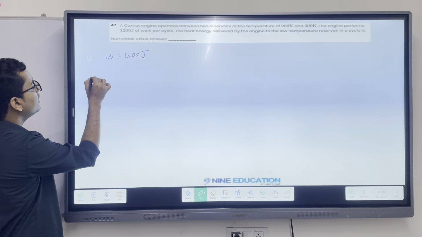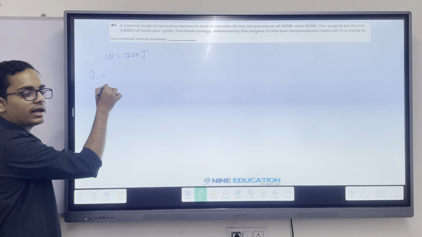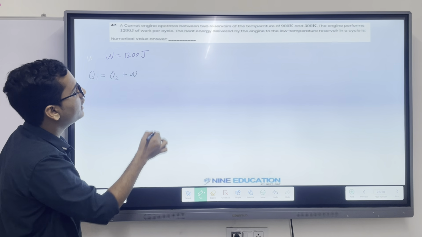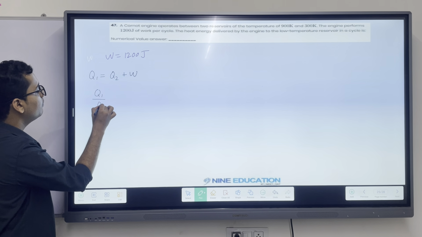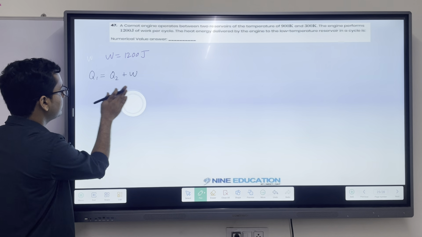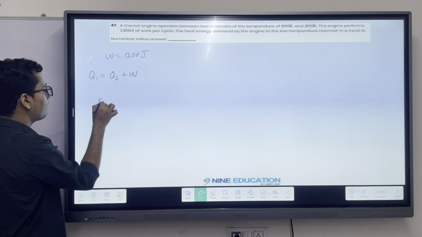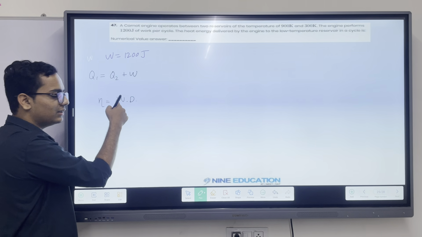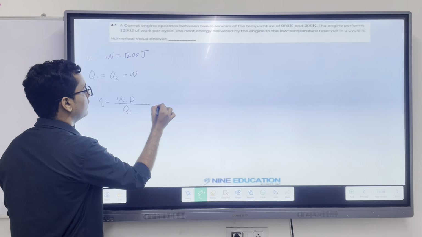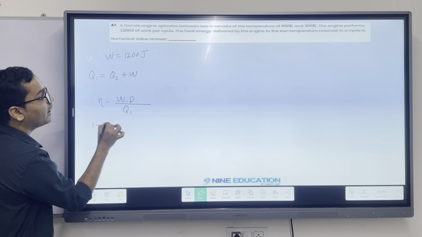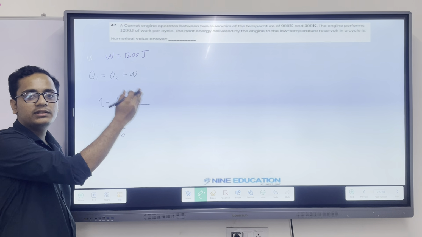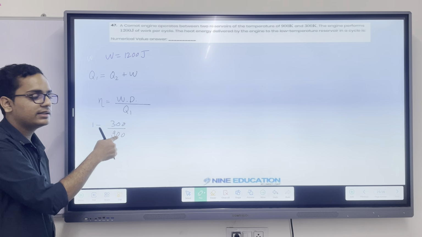So all I need to do is say Q1 is the heat absorbed from the high temperature, Q2 is the heat released to the low temperature, plus W. Okay, and I can write Q1 by Q2 is basically T1 by T2, or instead of this, I can simply say efficiency is nothing but work done, W, divided by heat input, which is Q1. So what is the efficiency? Efficiency of the Carnot engine is 1 minus T2 by T1. T2 is 300, T1 is 900.